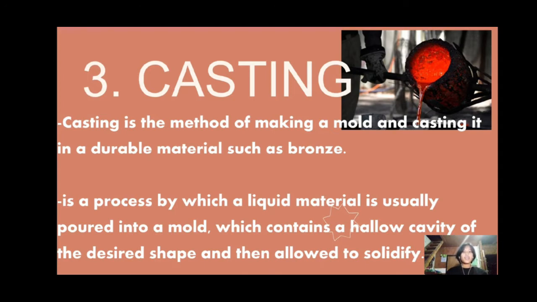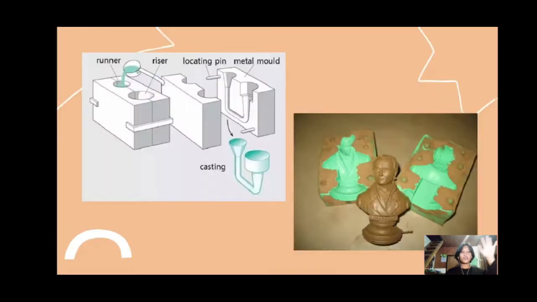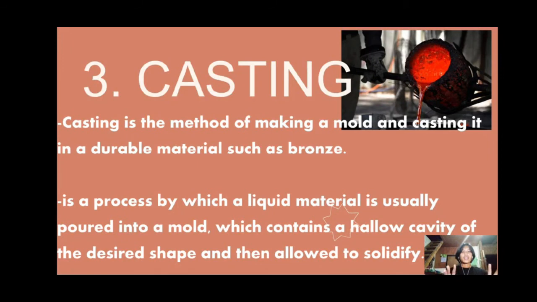Casting is the method of making a mold and casting it in a durable material such as bronze. It is also a process by which a liquid material is usually poured into a mold, which contains a hollow cavity of the desired shape, and then allowed to solidify. So when we say casting, it uses a mold, which we can see in the picture above on this page.